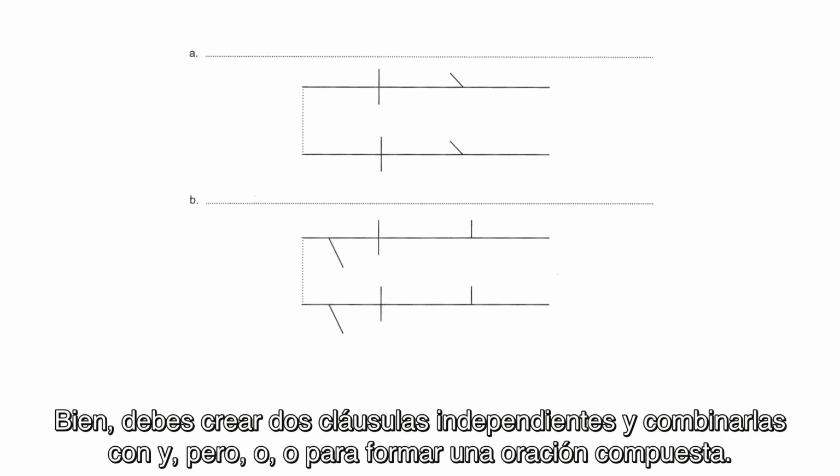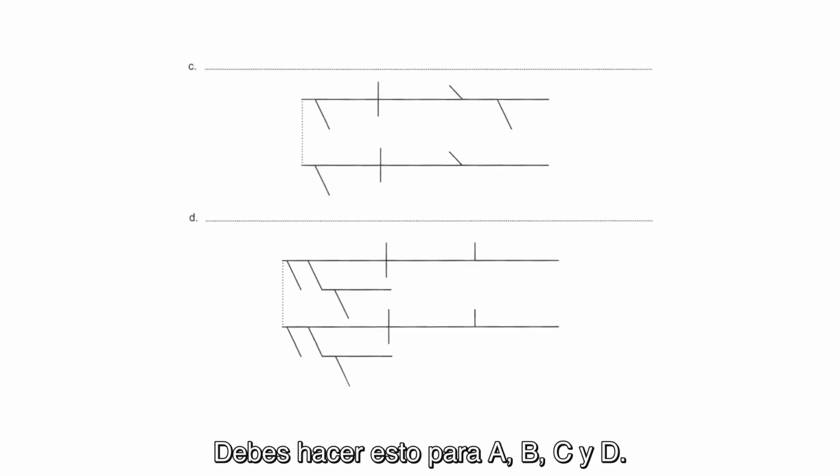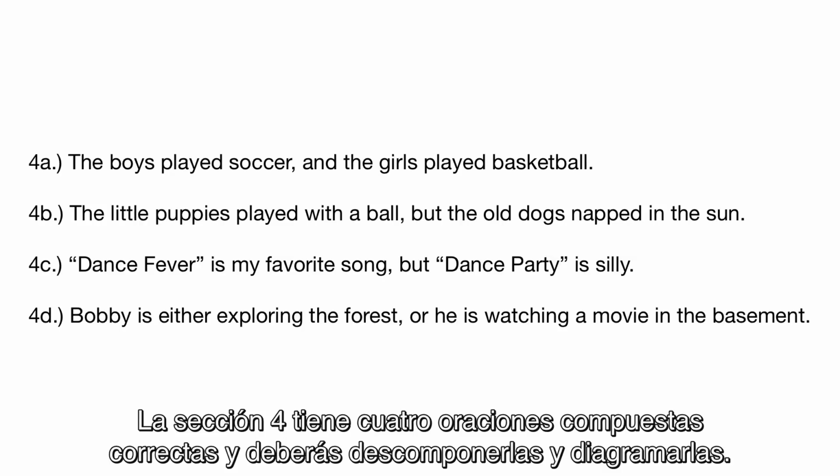Okay, you need to come up with two independent clauses and combine them with and, but, or to make a compound sentence. You need to do this for A, B, C, and D. Here are C and D. Section 4 has 4 correct compound sentences, and you'll need to break them down and diagram them.